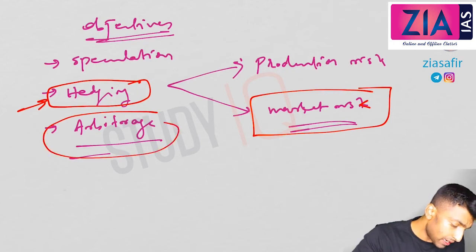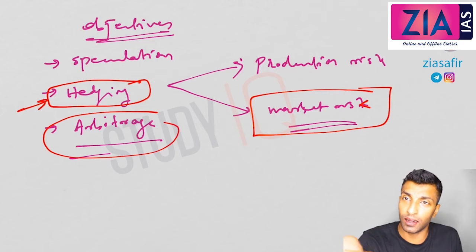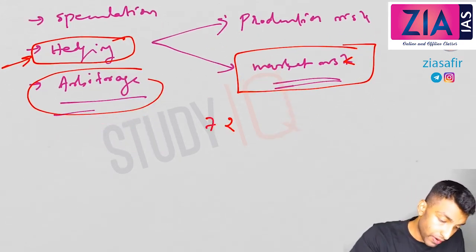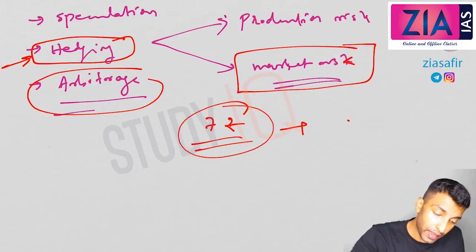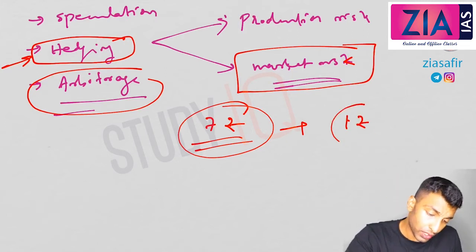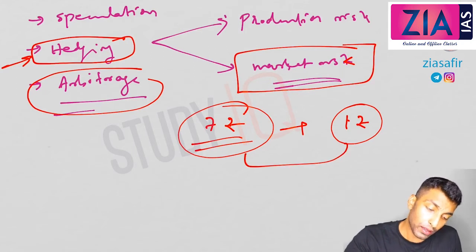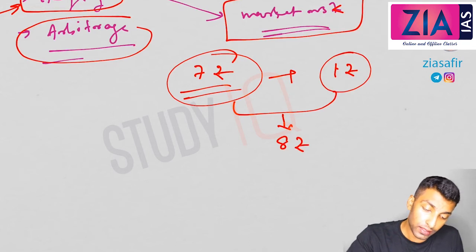Then what is arbitrage? Arbitrage means buying from a cheaper market and selling at a slightly higher market. For example, in the market maybe the price is 7 rupees, and you will buy and you may store it. Cold storage may cost 1 rupee. So what is the total cost? 8 rupees is the cost.